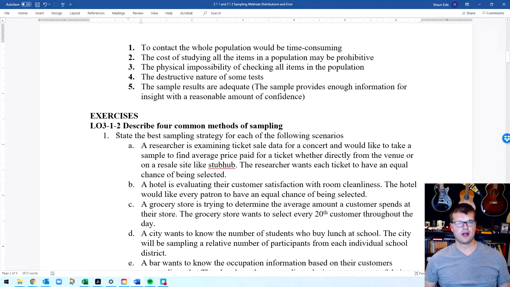So for instance, state the best sampling strategy for each of the following scenarios. A researcher is examining ticket sales data for a concert and would like to take a sample to find the average price paid for a ticket, whether directly from the venue or a resale site like StubHub. The researcher wants each ticket to have an equal chance of being selected.